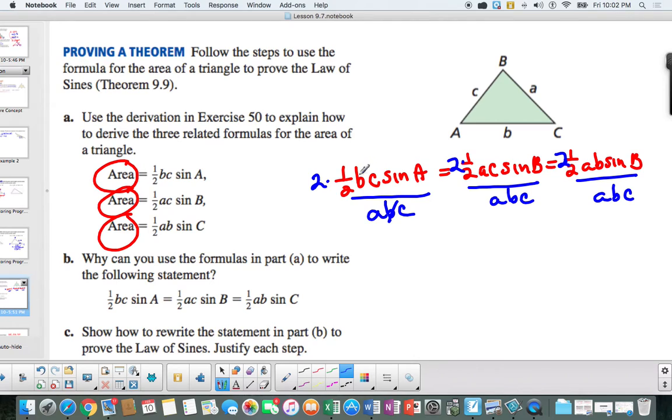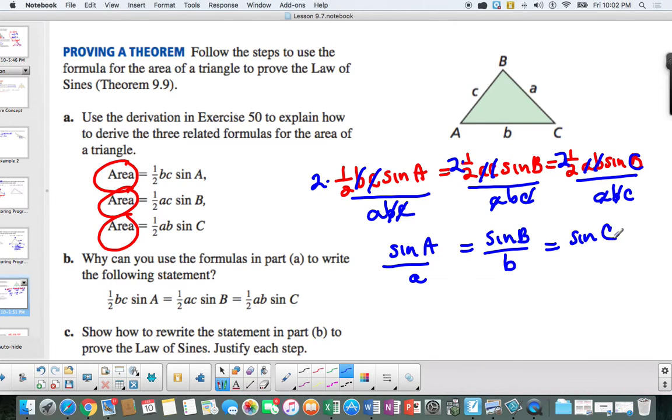So the B's are going to cancel, the C's going to cancel, and I'm going to have sine of A all over side A. And the C's are going to cancel, the A's are going to cancel, and I'm going to have sine of B over side B. And I'm going to have the A's cancel and the B's. Oop, no, this should have been a C. The B's are going to cancel, and this will be sine of C over side C. And that is the law of sines.